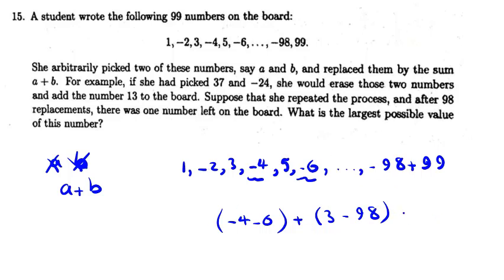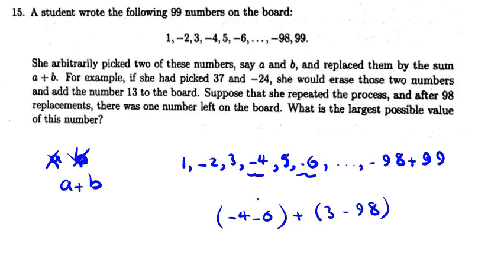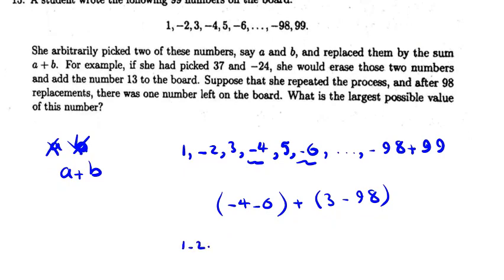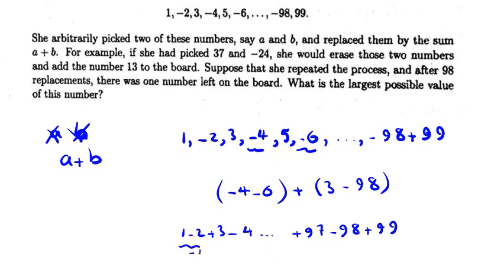If you consider the last step, each number comes exactly once, and it will be 1, negative 2 plus 3, negative 4, 2 plus 97 minus 98 plus 99. So if we consider each of them negative 1, negative 1, negative 1, it will be negative 49 plus 99, which equals 50. So it is not always we reach 50. So also the largest possible value of this number is 50.